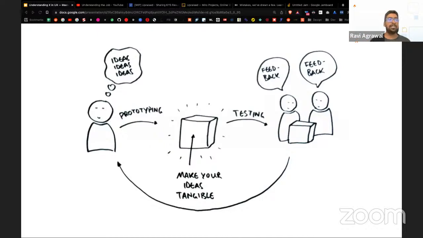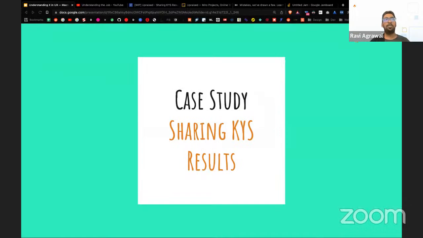And you remember this diagram that I showed in the beginning, that is it, right? You have ideas, you prototype, you make it tangible, you test, you get feedback, and you repeat. That is the process of going through user experience design.